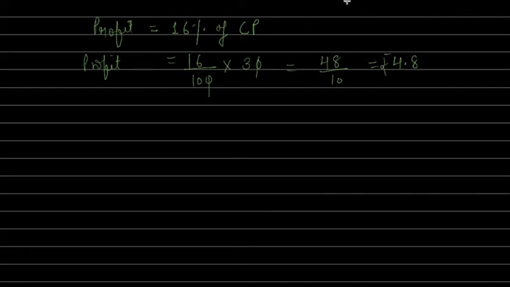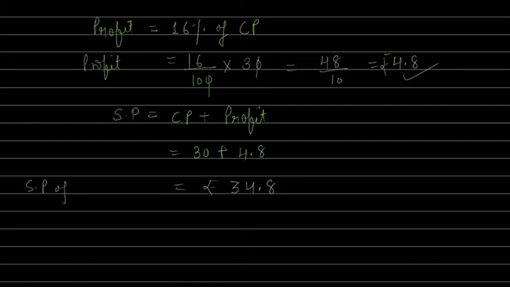Now what was our equation? Our equation was selling price will be equal to CP plus profit. CP was 30. Profit here we have calculated as 4.8, which gives you rupees 34.8. So this is the selling price of one article.